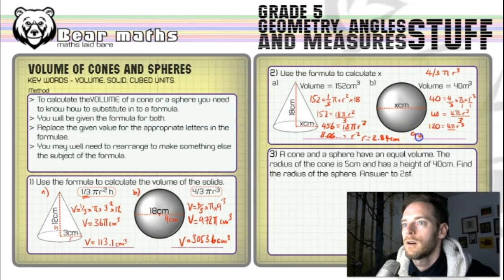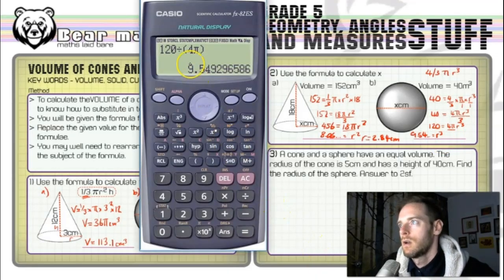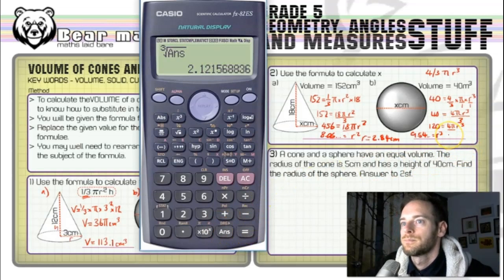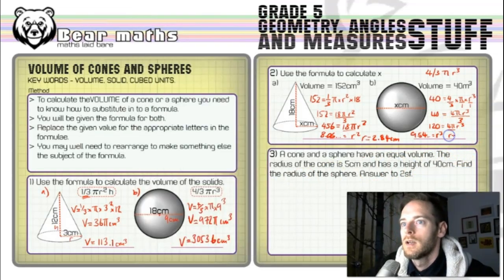So 9.54 equals r cubed, and again we need to undo the cube nature of that answer and cube root it. So shift cube root, the answer equals 2.12. So r equals 2.12. But don't forget, we don't want r, we want d, the diameter. So x equals, the diameter is labeled as x here.